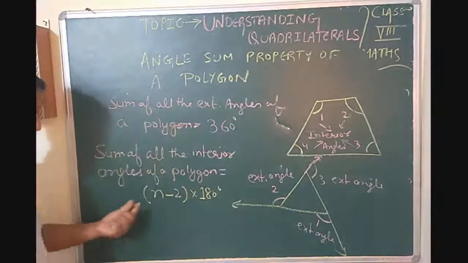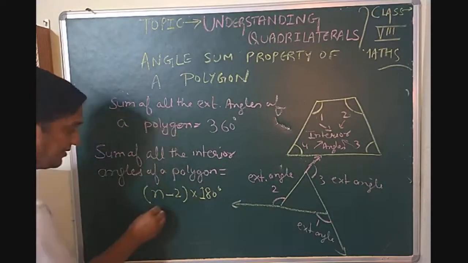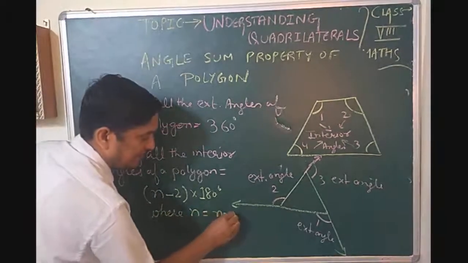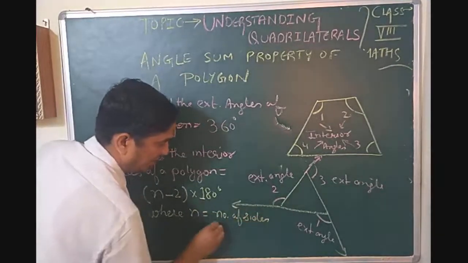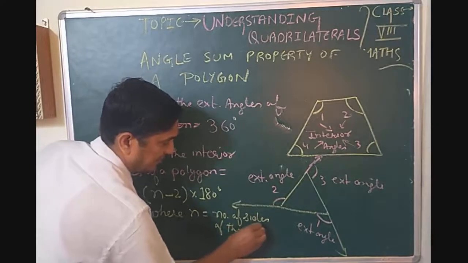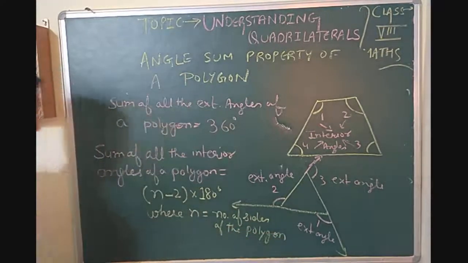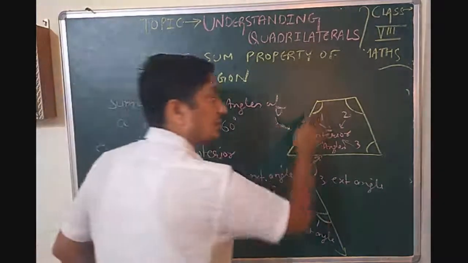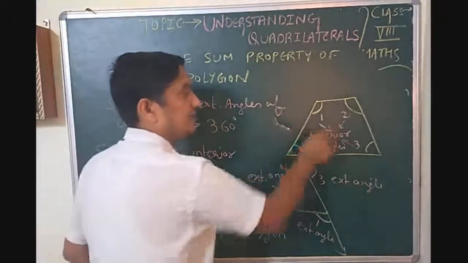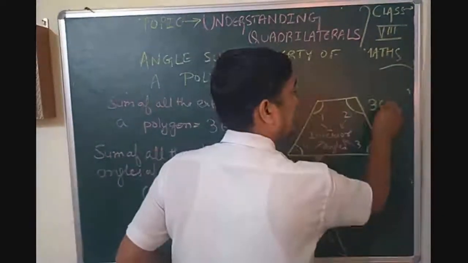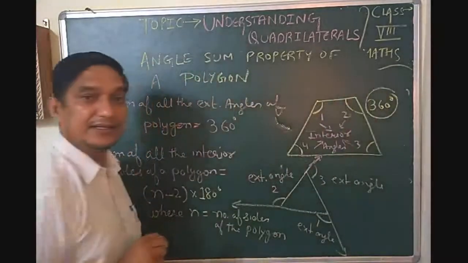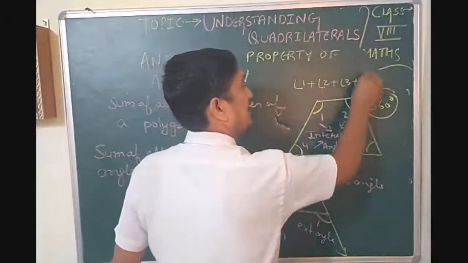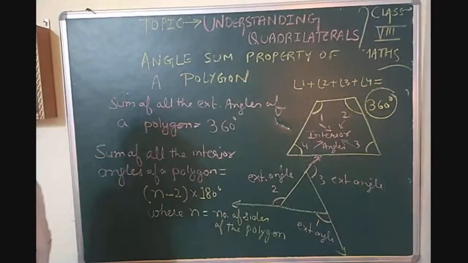This is the formula, n minus 2 into 180 degrees, where n is equal to the number of sides of the polygon. Now children, we know that this is a quadrilateral. The sum of all the angles of a quadrilateral is always 360 degrees. Angle 1 plus angle 2 plus angle 3 plus angle 4 is always 360 degrees.